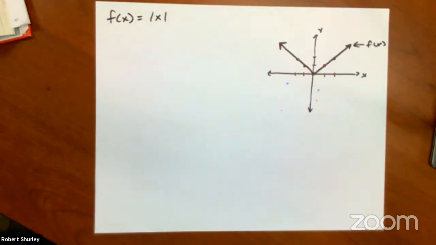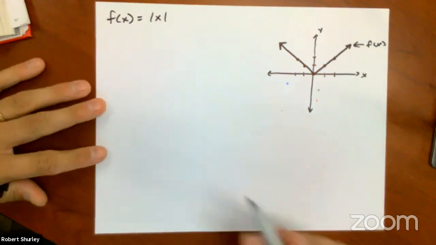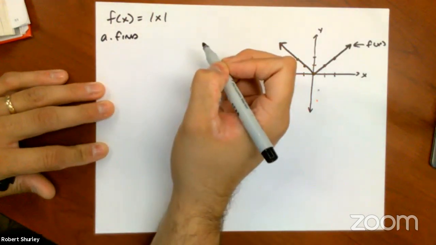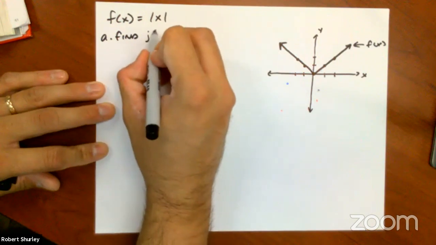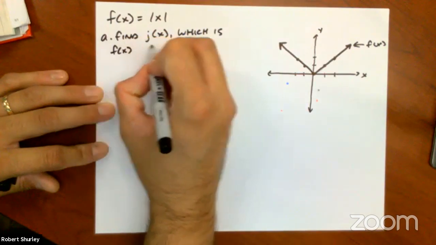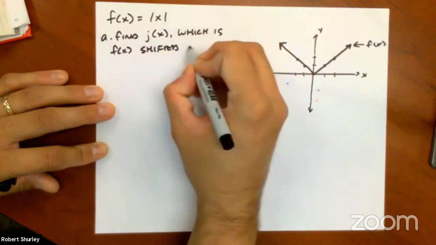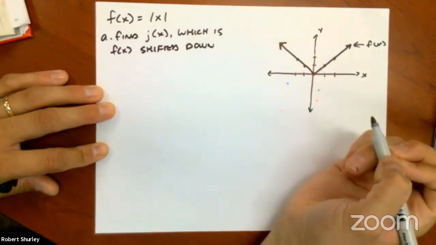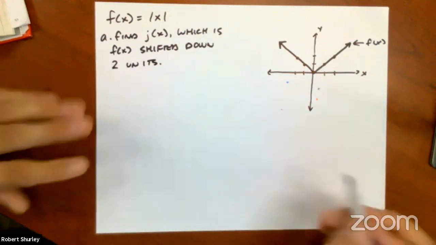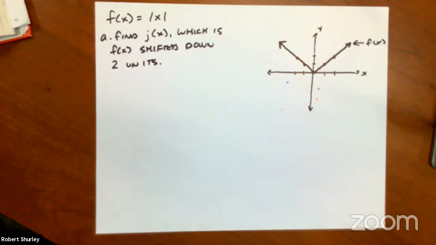Nothing crazy. And you'll see in the book, in the homework, the first step is going to be graph the parent function, okay? And you'll just need to do that. So graph the parent function. So let's say for this example, we want to find, we'll use different letters. We already used g and h, right? Let's use j. Find j of x, which is f of x shifted, let's go down. Down, let's say 2 units. Okay? Let me take a break and get some more colors here in a second. But let's use red now.